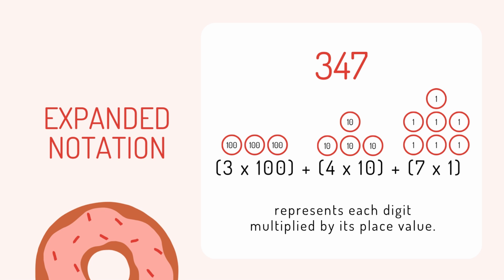Let's look at the number 347. In expanded notation, we show each digit multiplied by its place value. 3 times 100, plus 4 times 10, plus 7 times 1. That gives us (3 times 100) plus (4 times 10) plus (7 times 1). We can also model this using base 10 blocks with the hundreds, tens, and ones to see how each part builds the whole number.